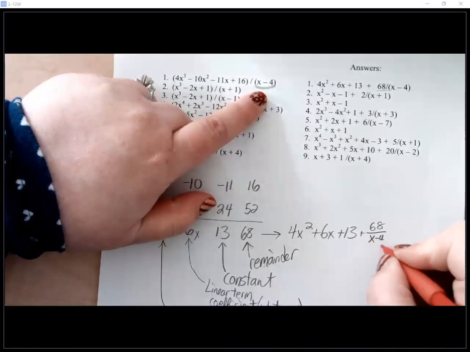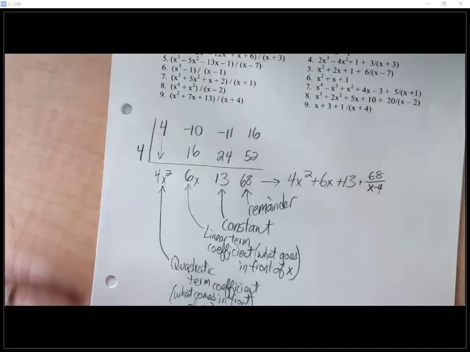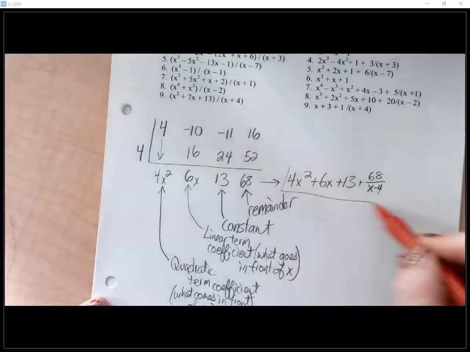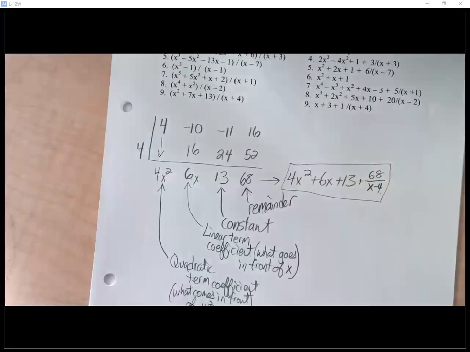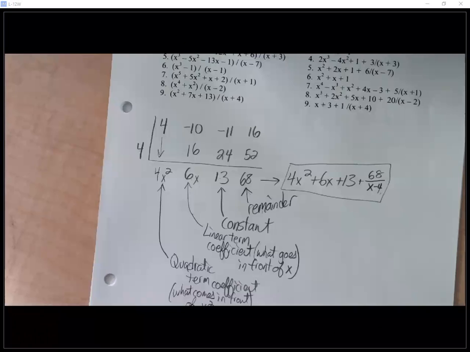If you had done long division with the exact same problem, you would have gotten the exact same answer. Hopefully. You will notice that the synthetic is much, much faster once you get the hang of it. You just got to remember how to do it, and then you'll be super fast.